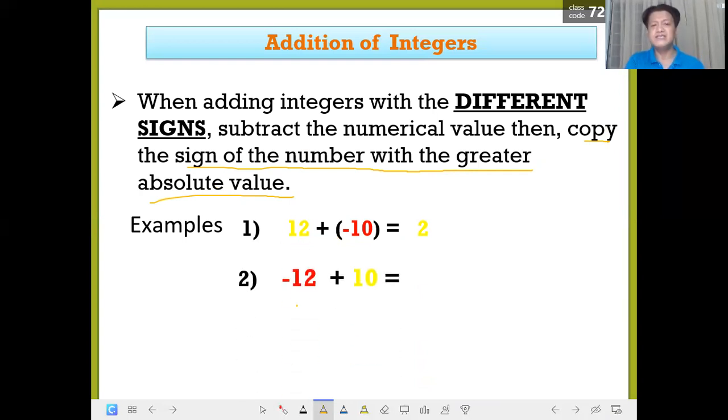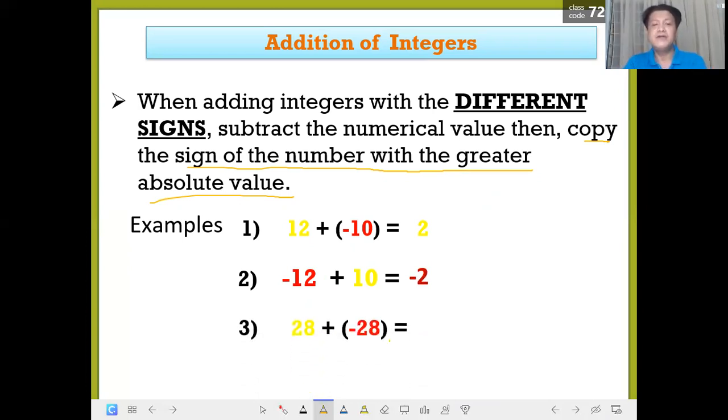Okay, next number 2. What is negative 12 plus 10? Di ba, subtract natin, what is 12 minus 10? Sagot doon ay 2. Paano ko malalaman yung sign ng aking sum na 2? Tignan natin, sino ang mas malaki ang absolute value? That is negative 12. Kasi ang absolute value niya is 12. Ito ay 10. Kaya nga, copy the sign which is negative, so negative 2.